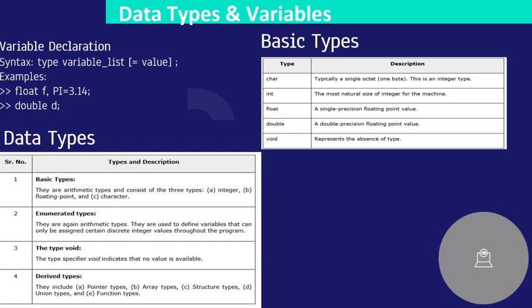The data types in D are of four kinds. You have the basic types, the enumerated types, the type void, and the derived types. The basic types are integer, floating points, and characters. The enumerated types we're going to discuss later within this presentation. The type void is basically a function type that returns nothing. And you have the derived types, which are the array types, structure types, union types, and function types. Some of these we'll explore today.